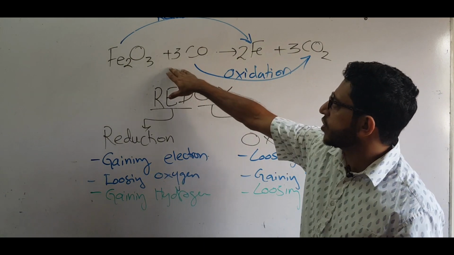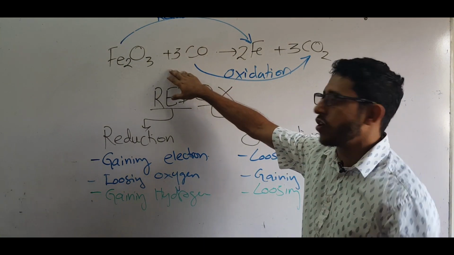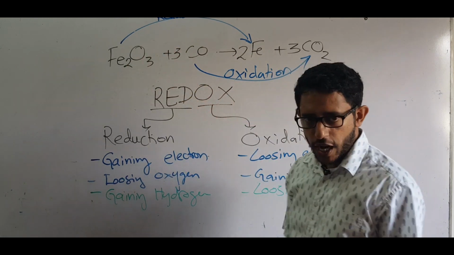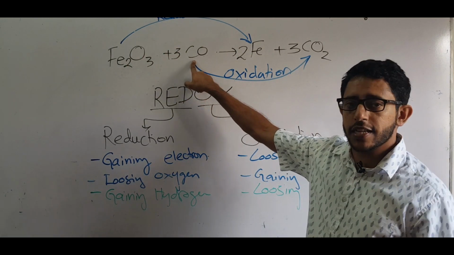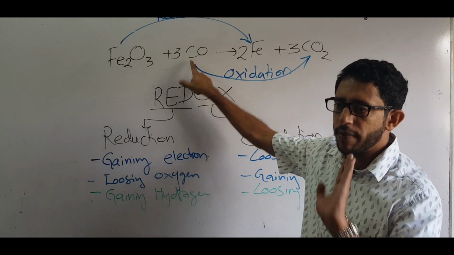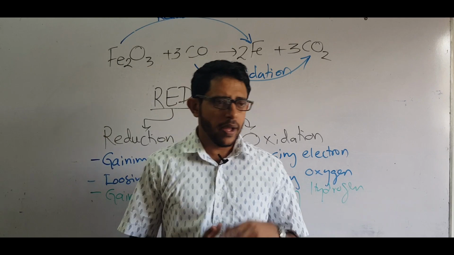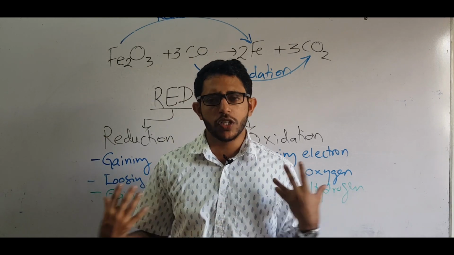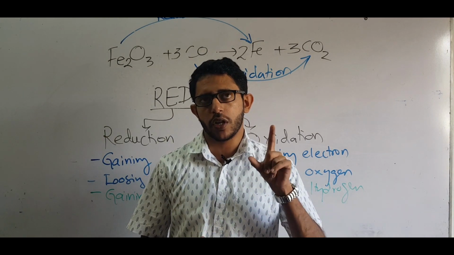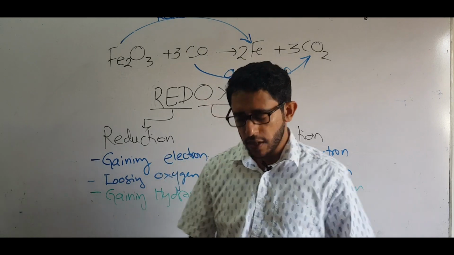So Fe2O3 acts as an oxidizing agent, Fe undergoes reduction. Carbon monoxide acts as a reducing agent, carbon gets oxidized. So those are the common things that you should know at the beginning of this chapter. Actually, this stuff you have in IGCSE as well, right.